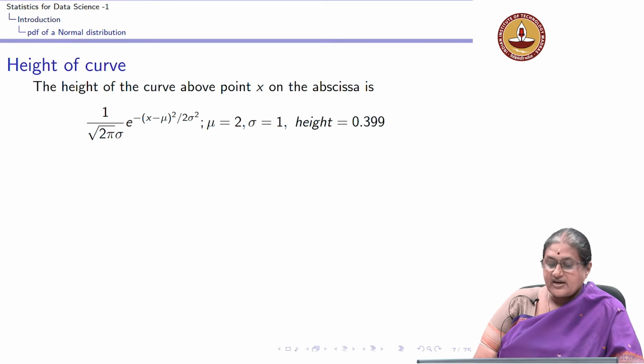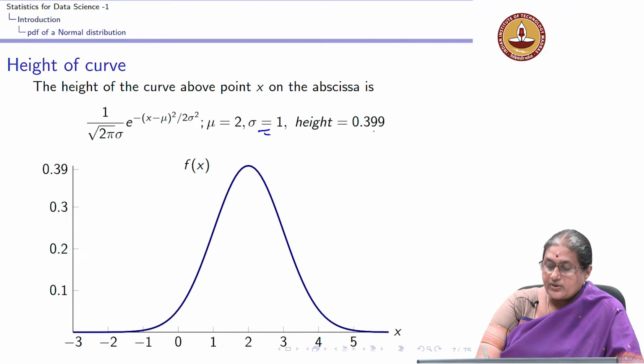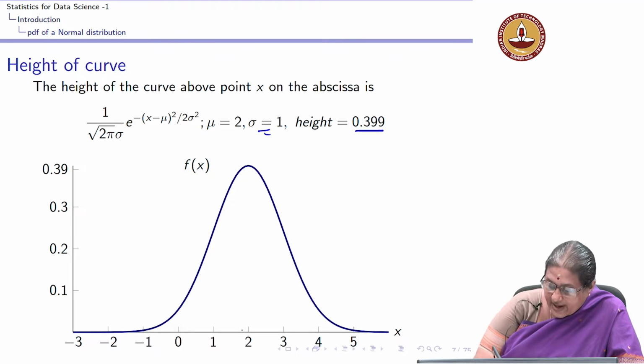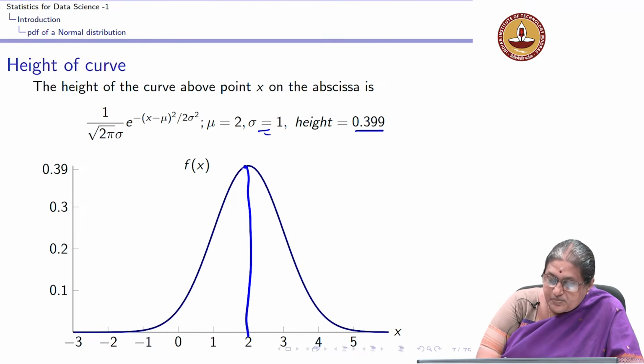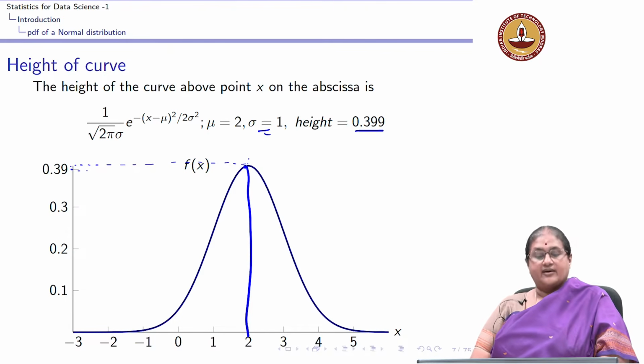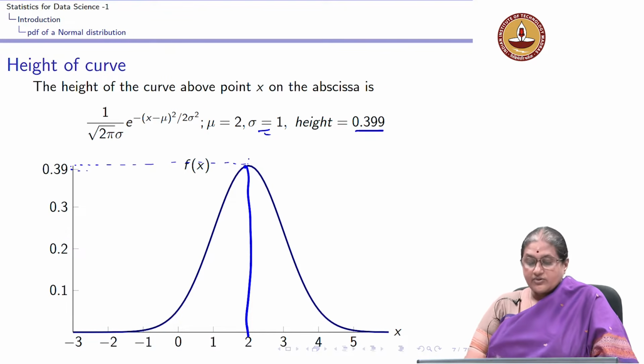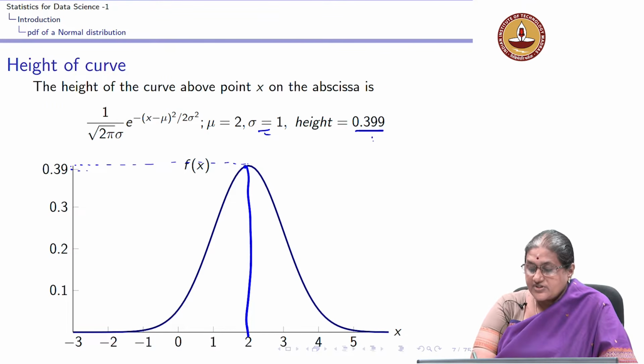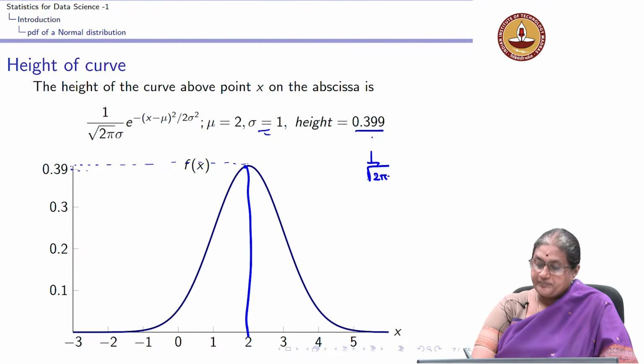So, you can see that for mu equal to 2 and sigma equal to 1, at x equal to 2, the curve is at its peak, and that is about 0.399, which you can verify is 1 by root 2 pi.